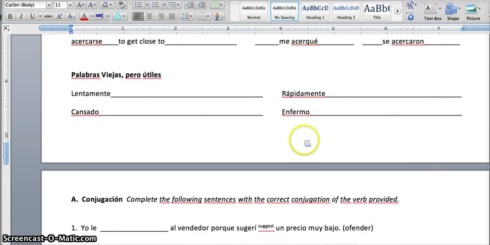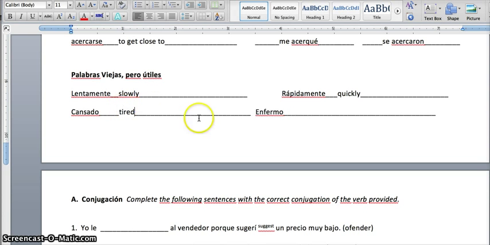All right, moving on to palabras viejas pero útiles. Lentamente, hopefully you learned last year, slowly. And then rápidamente, the opposite of lentamente, which would be quickly. Cansado, several of you silly, silly kids put that on your writing test and you got it wrong, because married people are not sick. They're not tired. They're just married. They're casado, not cansado. Enfermo is sick.